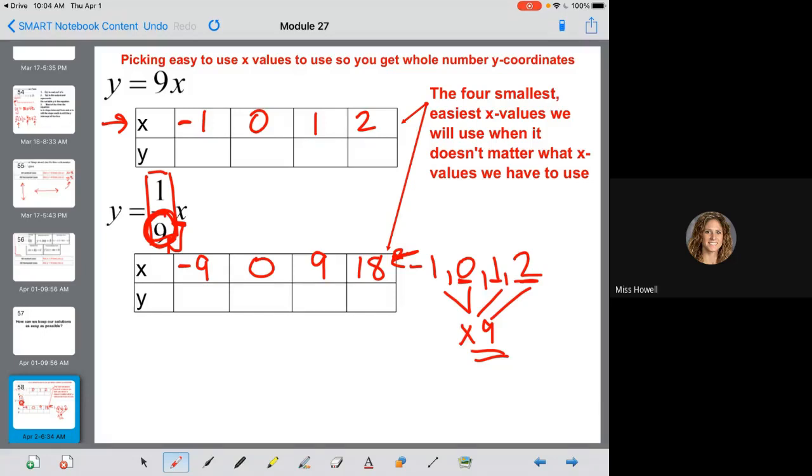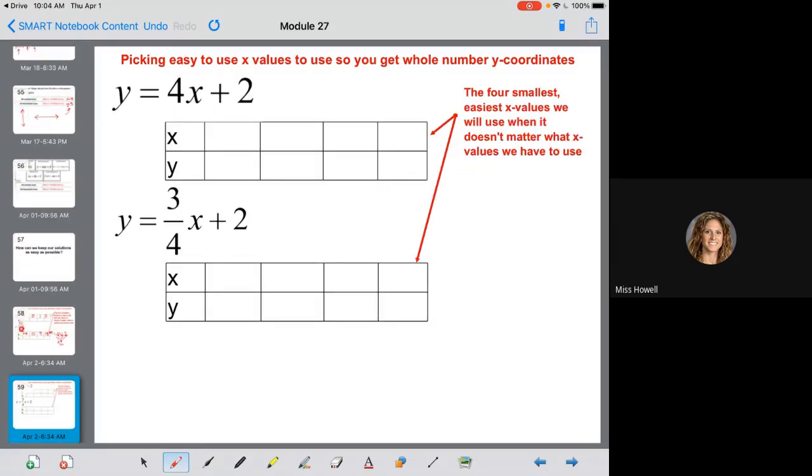So what we're going to do today is, when we get to our function form or our y equals form, we're going to look at that coefficient in front of x and say, can we just use -1, 0, 1, and 2? Or should we be smarter about picking out our x's so that we get perfect y's? So let's look at one more like that.